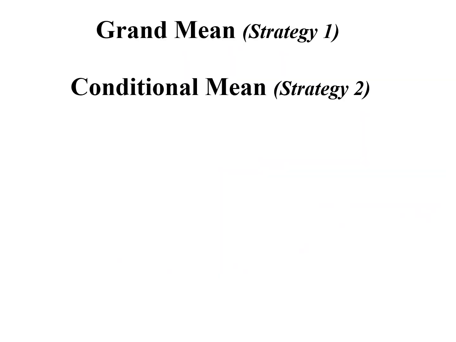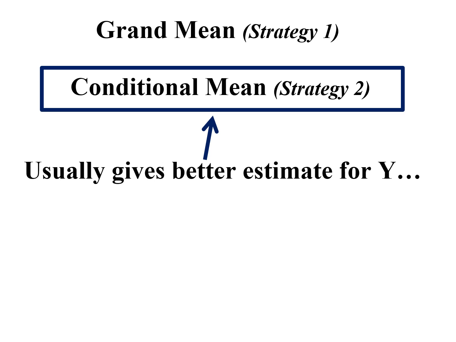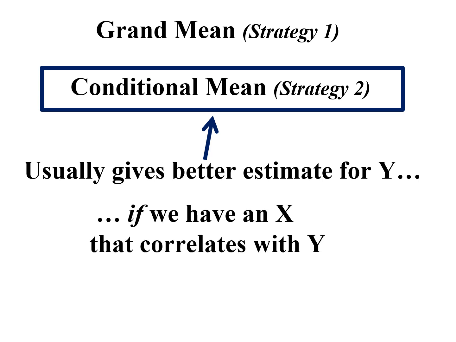So now we've compared two strategies for making an estimate. We can use the grand mean, or we can use conditional means. And we've seen that a conditional mean usually gives us a better estimate for y. If we have another variable x that correlates with y, in our example, x was height, we used x to find conditional means for y, and those conditional means help to get a better estimate of Waldo's weight.